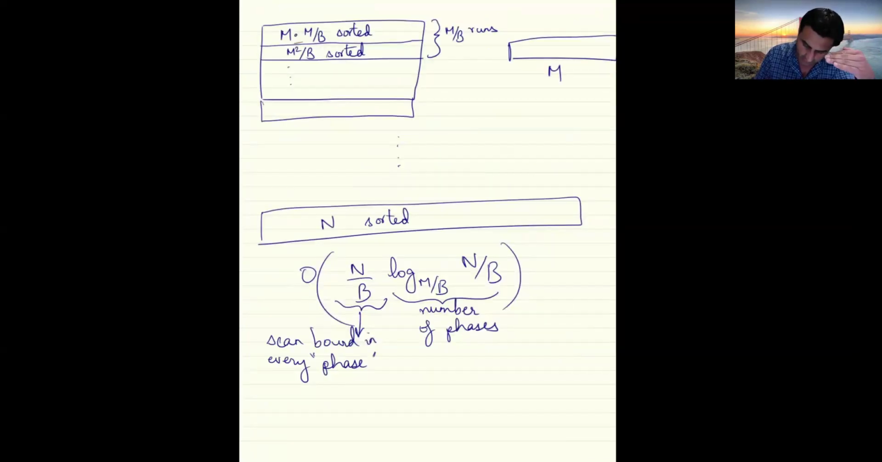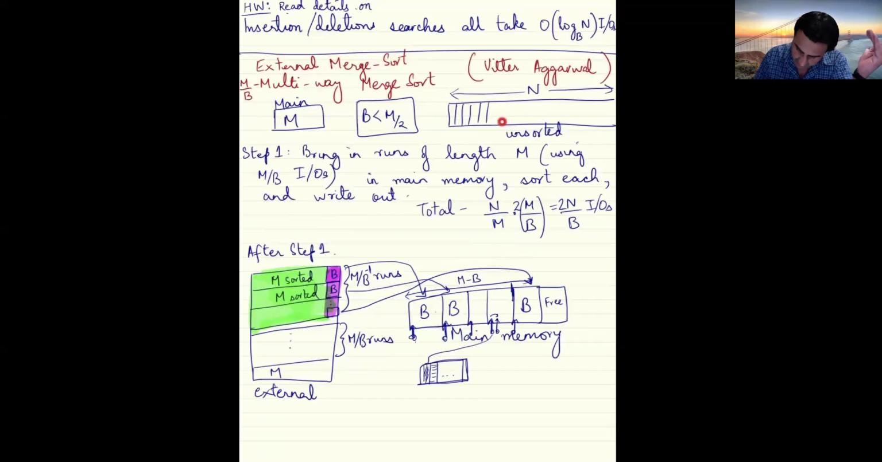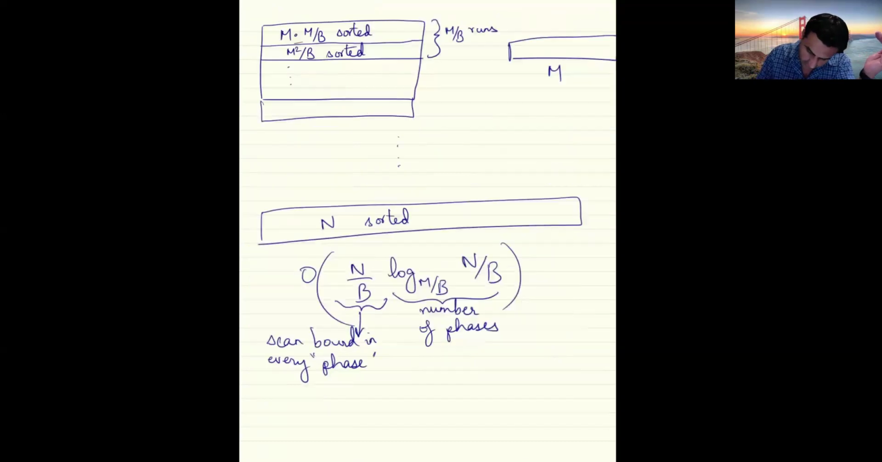At time 0, remember, I had every chunk of size m sorted. Now, my situation in external memory looks like every chunk of this size is sorted, because I merged m over b of the first chunks of size m, then I merged m over b of the next chunks of size m. So my sorted runs become longer, from m to m squared over b. Does this make sense?